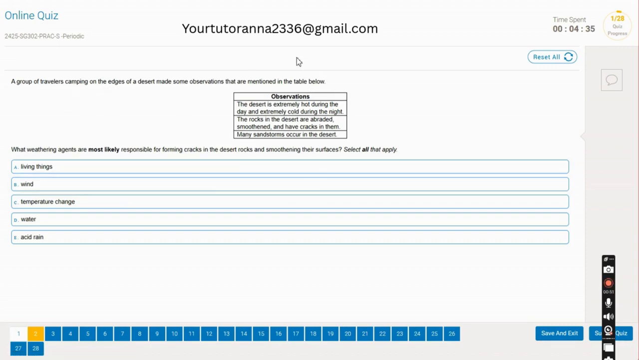So here, first of all, with this question, read what's written in the box, the observations. A group of travelers camping on the edges of a desert made some observations that are mentioned in the table below. Observations: the desert is extremely hot during the day and extremely cold during the night. Keep that in mind. What does that bring to mind? Temperature. Change of temperature.